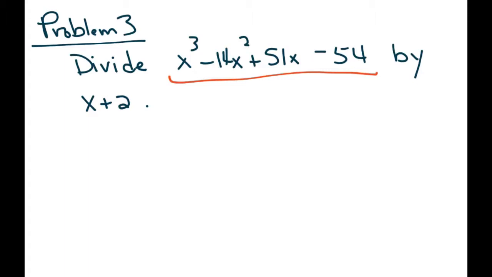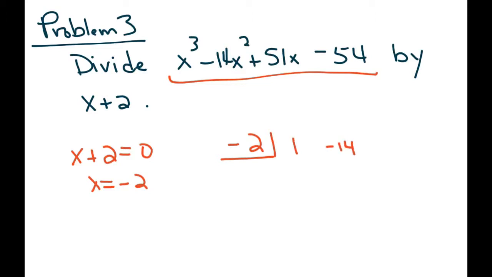So what we do is we start by taking the divisor and you set it equal to 0 and solve for x. That number that you get when you solve goes in a little, like a half a box. Next to the half of the box go only the coefficients from the polynomial you're dividing into. The coefficients are the numbers in front of the variables. So the coefficients are 1, negative 14, 51, and negative 54.